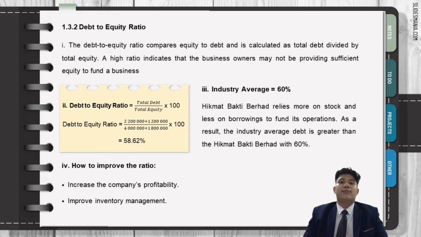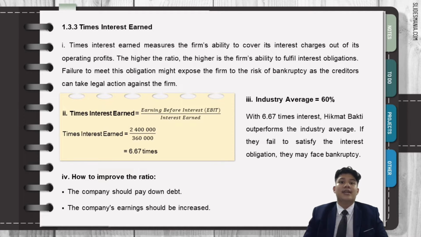Hikmah Bati Berhad relies more on stock and less on borrowings to fund its operation. As a result, the industry average debt is greater than Hikmah Bati Berhad's 60%. To improve debt to equity ratio, the company could increase profitability, improve sales revenue and reduce costs to increase the company's profitability. The third one is time interest earned.